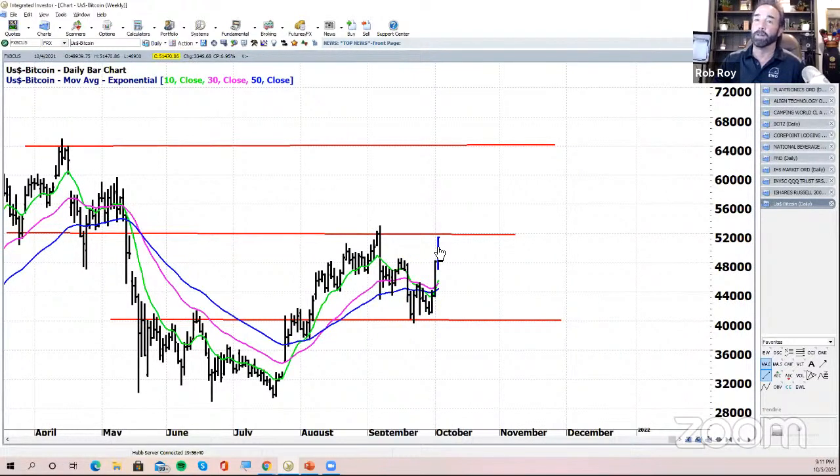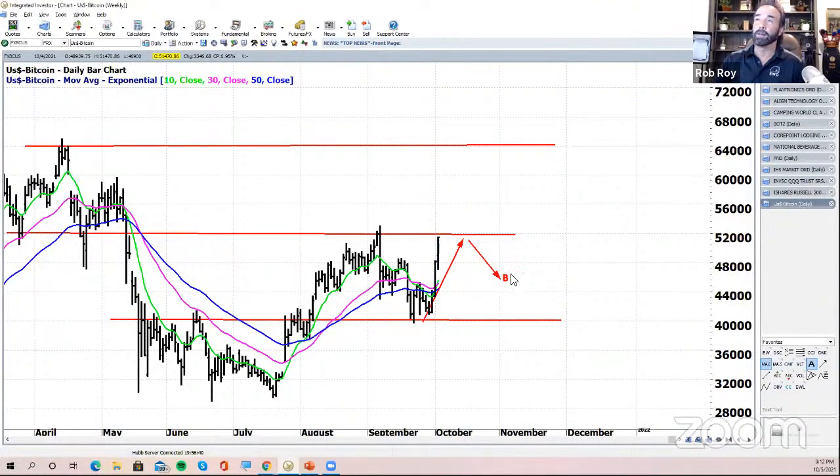So the question becomes, where does the B wave correction start? Is it going to be right here? It would be logical with the resistance and the fact that we're overbought. So this is just all speculation right here until we start to see that B wave actually come in. Because until that happens, this A wave extension could go higher. That would surprise me, considering the fact that we are overbought.